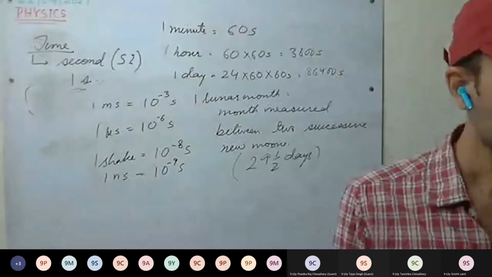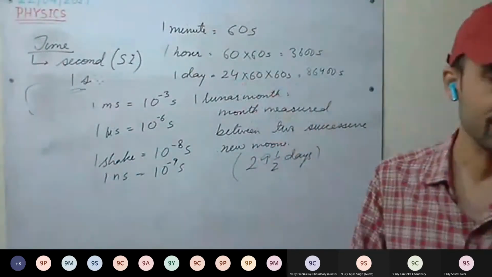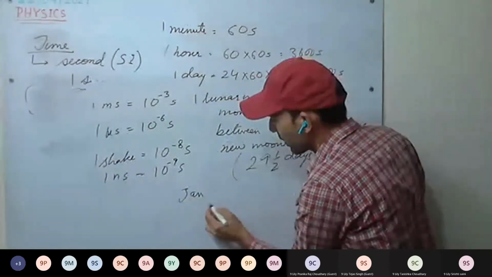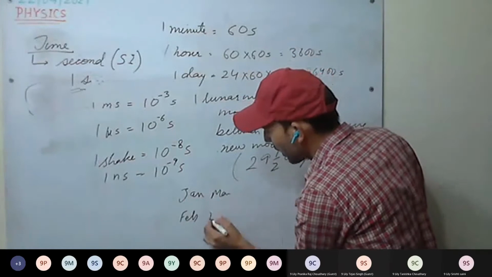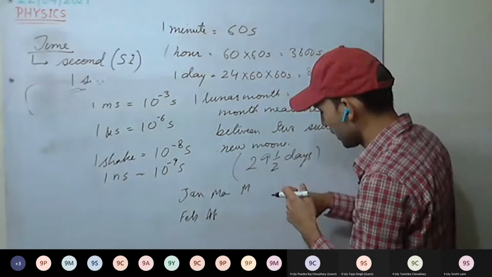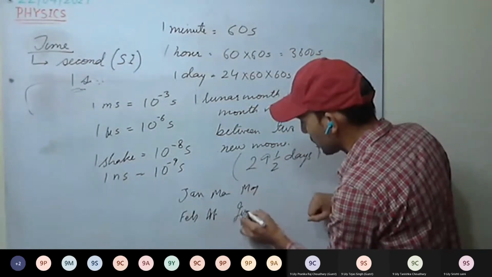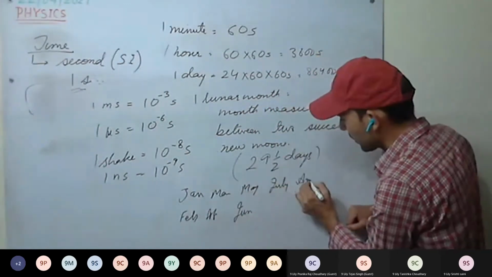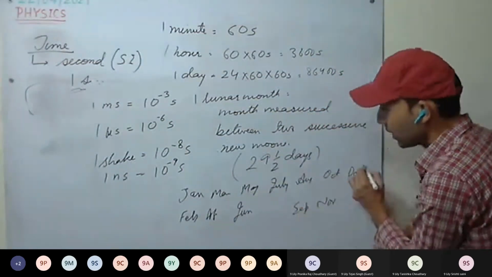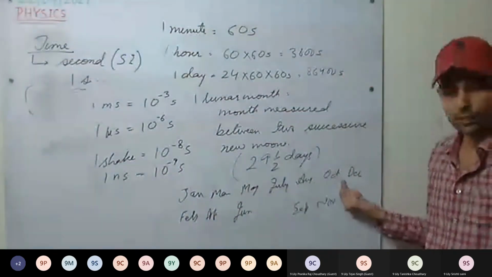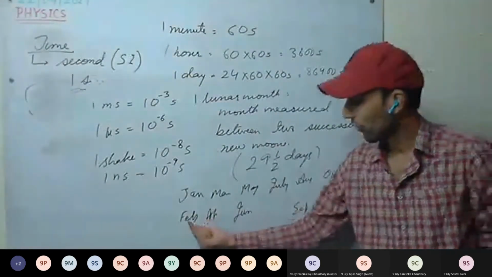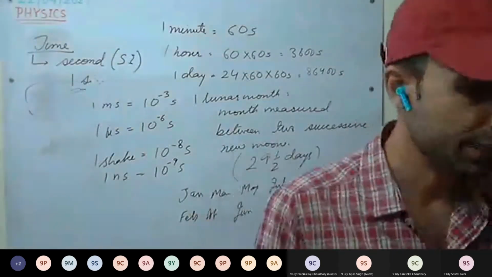Month, we have already taken: Jan, Feb, March, April, May, June, July, August, September, October, November, December. Jan, March, May, July, August have 31 days. April, June, September, November have 30 days. Feb may have 28 days; in a leap year, it has 29 days.